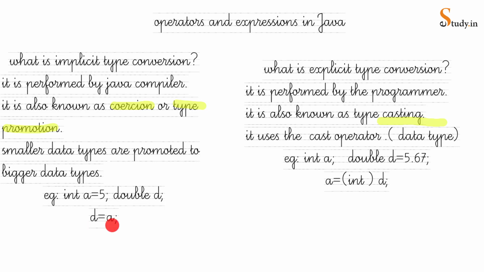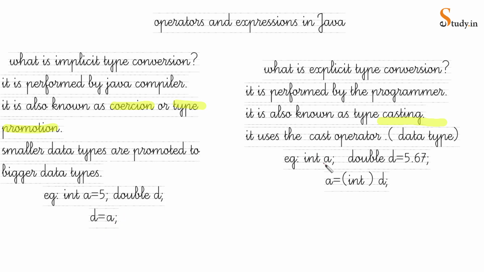Here, an int variable occupies 4 bytes in the memory and a double occupies 8 bytes in the memory. But if instead of double we had a float here, it would still be an implicit type conversion, because the float data type is a bigger data type than the int data type.